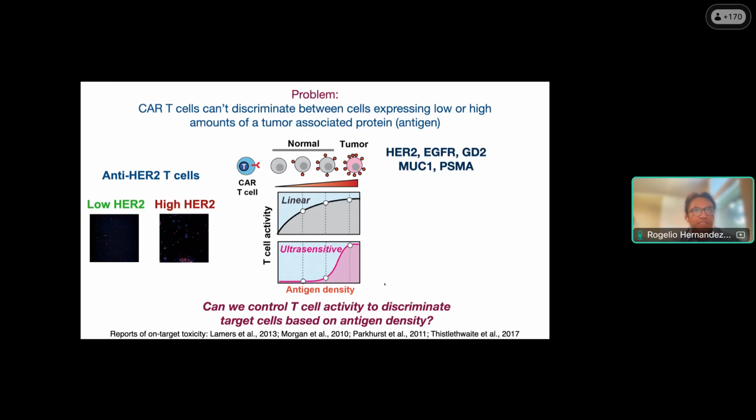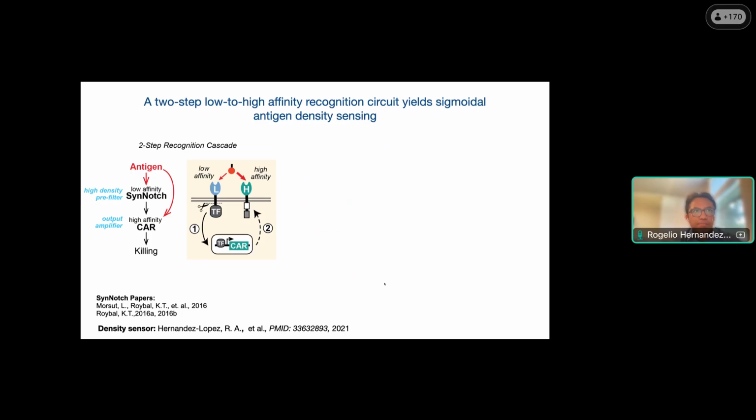So today I'm going to tell you very quickly about how you can do that using synthetic biology approaches. But for that, I will have to introduce this new class of synthetic receptors, the synthetic notch receptor, developed a few years ago by Leo Morsut and Cole Roybal in the lab of Wendell Lim, where I also did my postdoc. And I used the synthetic notch to build what we call an antigen density sensor. So here what I'm showing you is the synthetic notch controlling the expression of a chimeric antigen receptor.